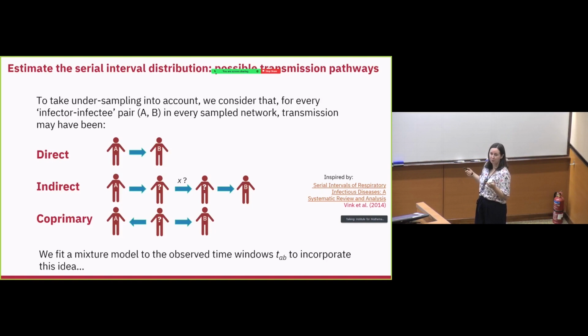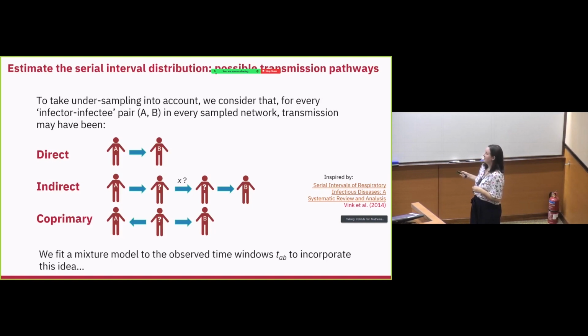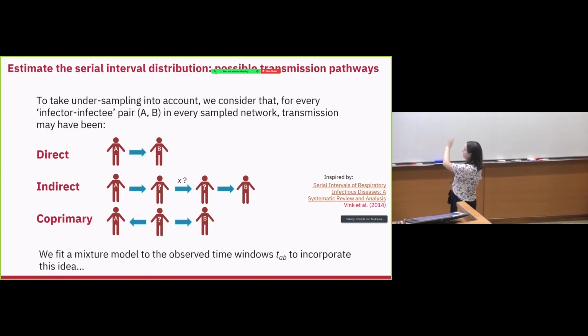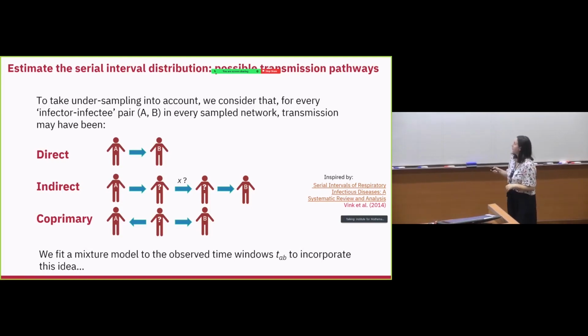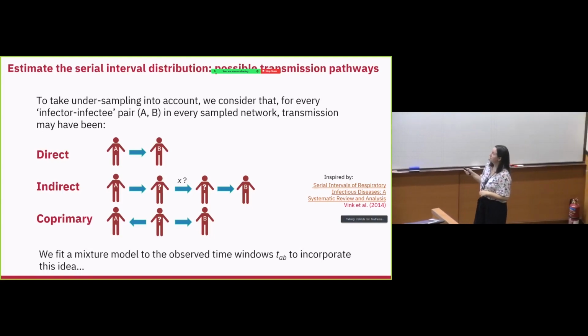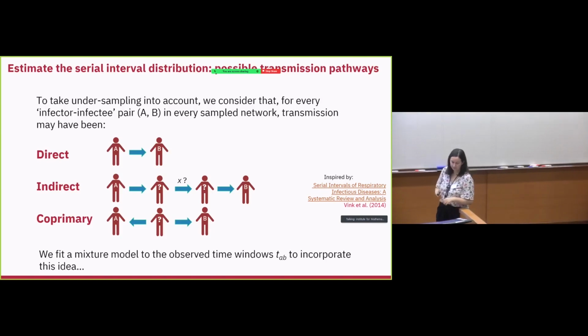So under our criterion before, where we look for close people, we expect that in settings like this, even though A and B did not have transmission flowing between them, it's definitely possible that someone we missed infected both of them. So we fit a mixture model that takes all of our sampled serial interval networks and takes these possible transmission pathways into account. So think about when we have this window between A and B, the time between symptoms of A and B. It could be any of these 3 things in reality.